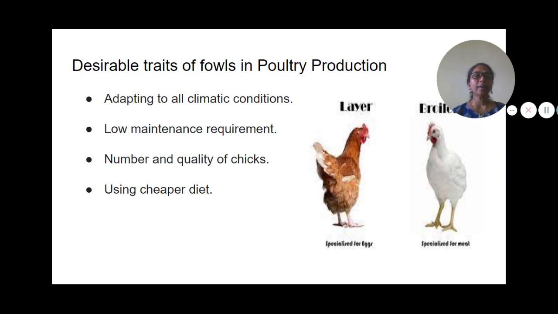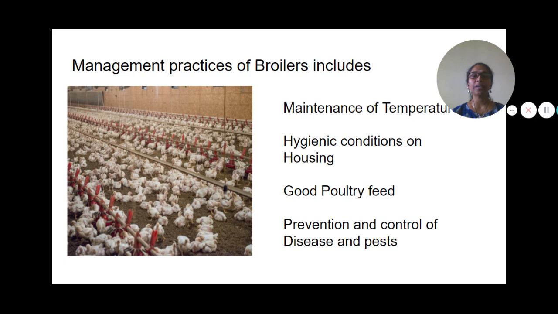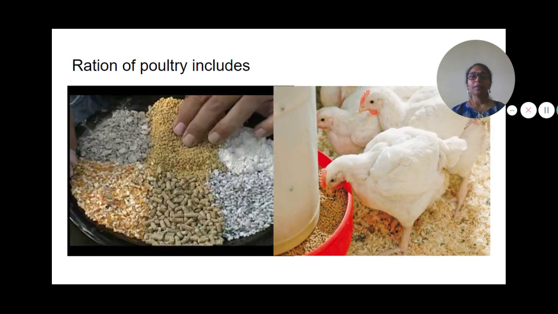Generally, fowls are categorized as broilers that are used for chicken meat, and layers are bred only for producing eggs. The maintenance includes maintenance of temperature, hygienic conditions of housing, good poultry feed, and prevention and control of disease and pests. The ration of poultry includes protein rich feed with adequate fat, and also the levels of vitamin A and K are kept high.